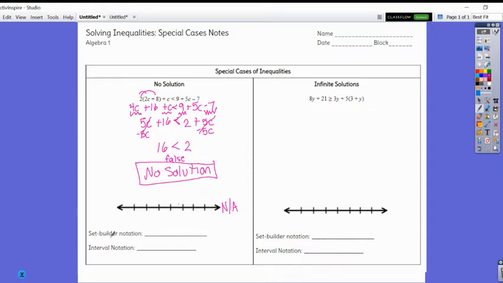So to go ahead and write this in set builder notation, set builder we know always has curly braces with it. And in this unique case for no solution, we're going to use a different symbol. It looks like a 0 with a line crossed through it. And anytime that you see that, this is referred to as the null set. This means that it's empty. There's nothing that we can use to fill it with.